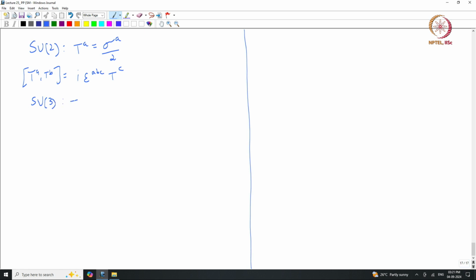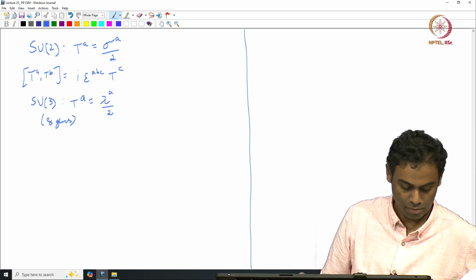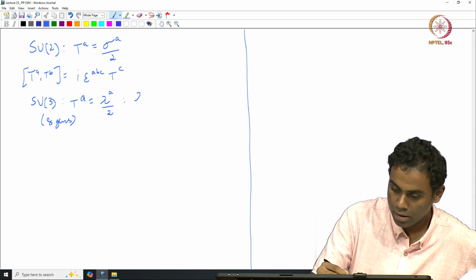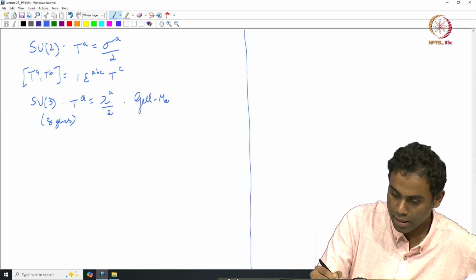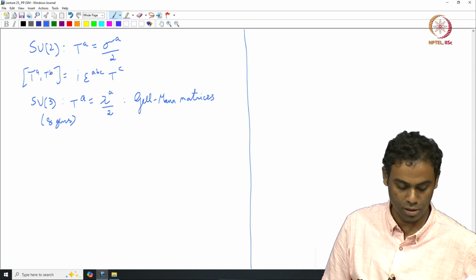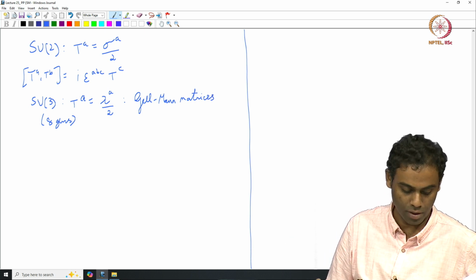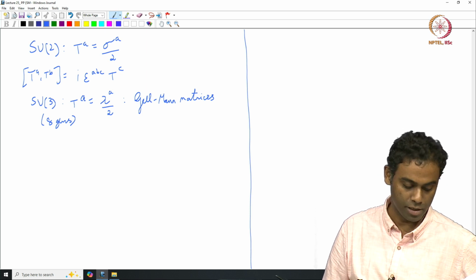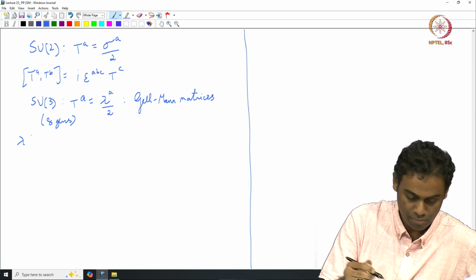For SU(3), okay, what are the generators called? How many generators are there? 8 generators, 3 squared minus 1, remember? And the generators are called the Gell-Mann matrices. I'm sure people before Gell-Mann knew about this, but he's the one who brought all this into physics. Okay, and it's worth looking at the Gell-Mann matrices. Okay, I'll just write it down.